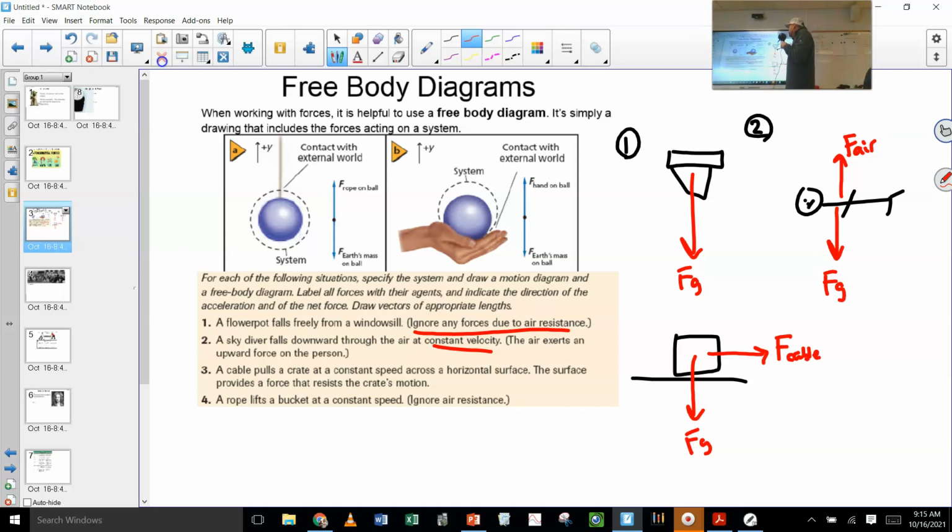So, it says the surface provides a force that resists the crate's motion. So there's something that prevents the crate from sliding. And you guessed it. It's friction, force of friction, F sub F. Now, there's always, when you're on the ground, and only when you're on the ground, you'll notice in numbers 1 and 2, there was not this force.